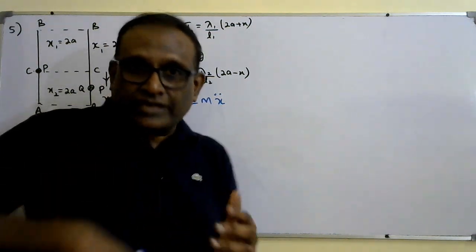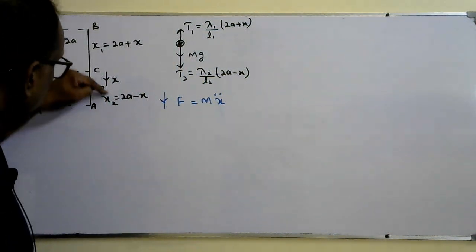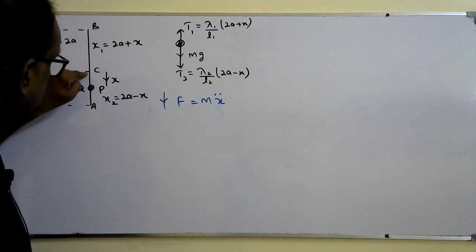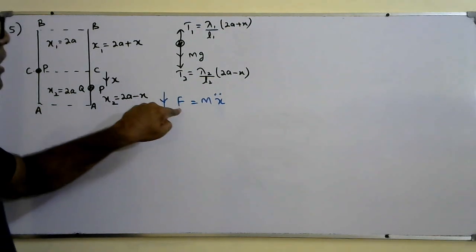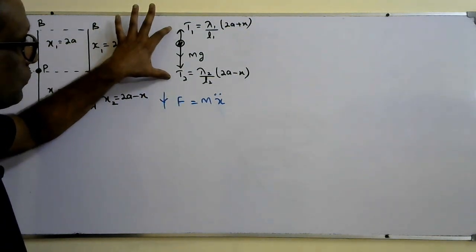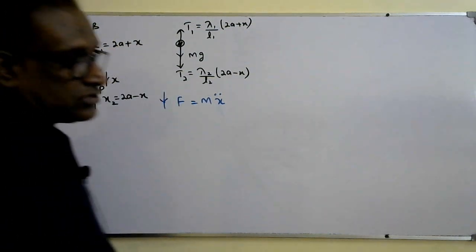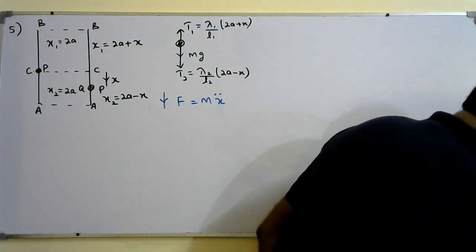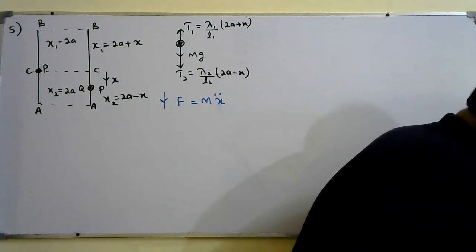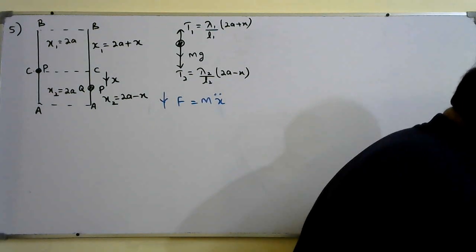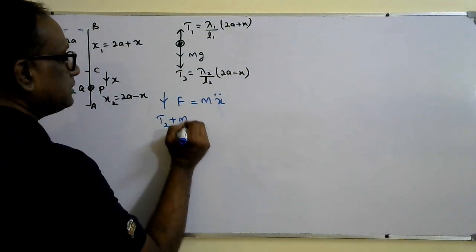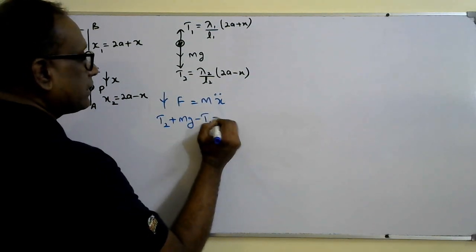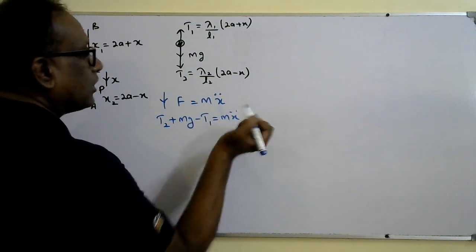Along the direction of x, we take it positive. So the downward direction, it's pulled from C downward, so that direction is taken positive. Any force that is acting downward will be taken positive. Any force that is acting upward will be taken as negative. So that means T2 plus mg minus T1 equals m x double dot.